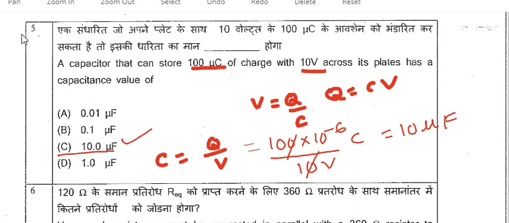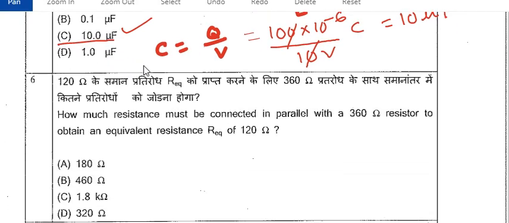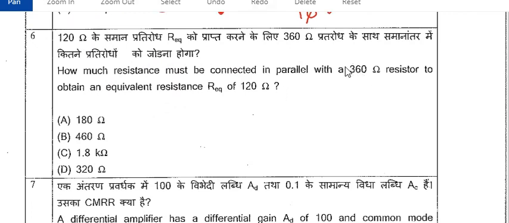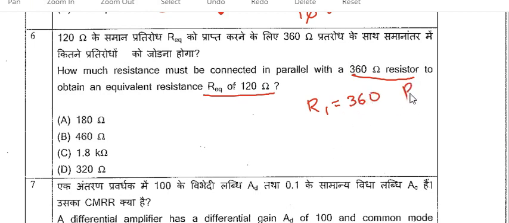And again, if we go for another question, the question is: how much resistance must be connected in parallel with a 360 ohm resistor to obtain an equivalent resistance of 120 ohms? He has given one resistor as, let us say, R1 is equal to 360, and R equivalent is equal to 120. We have to find R2.